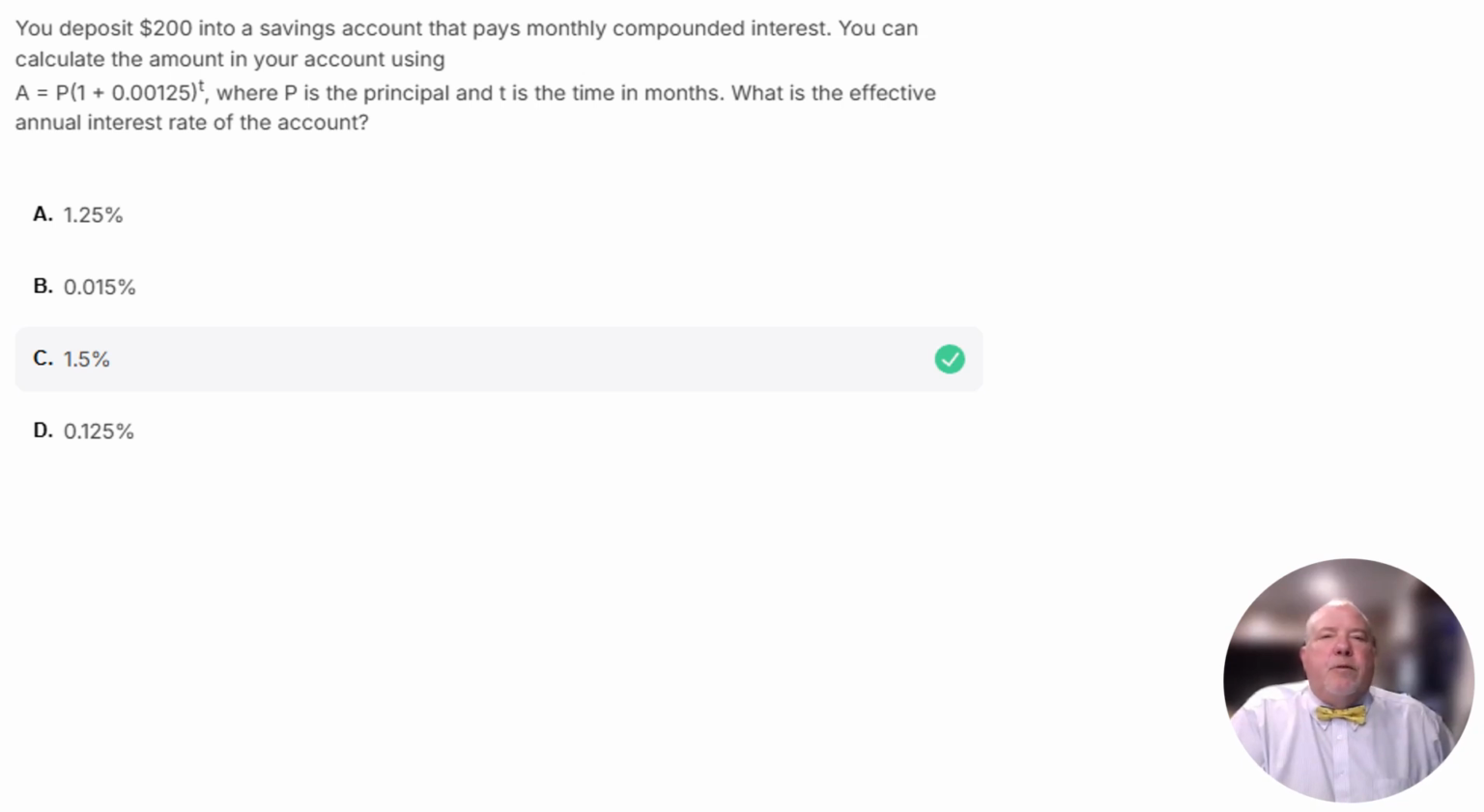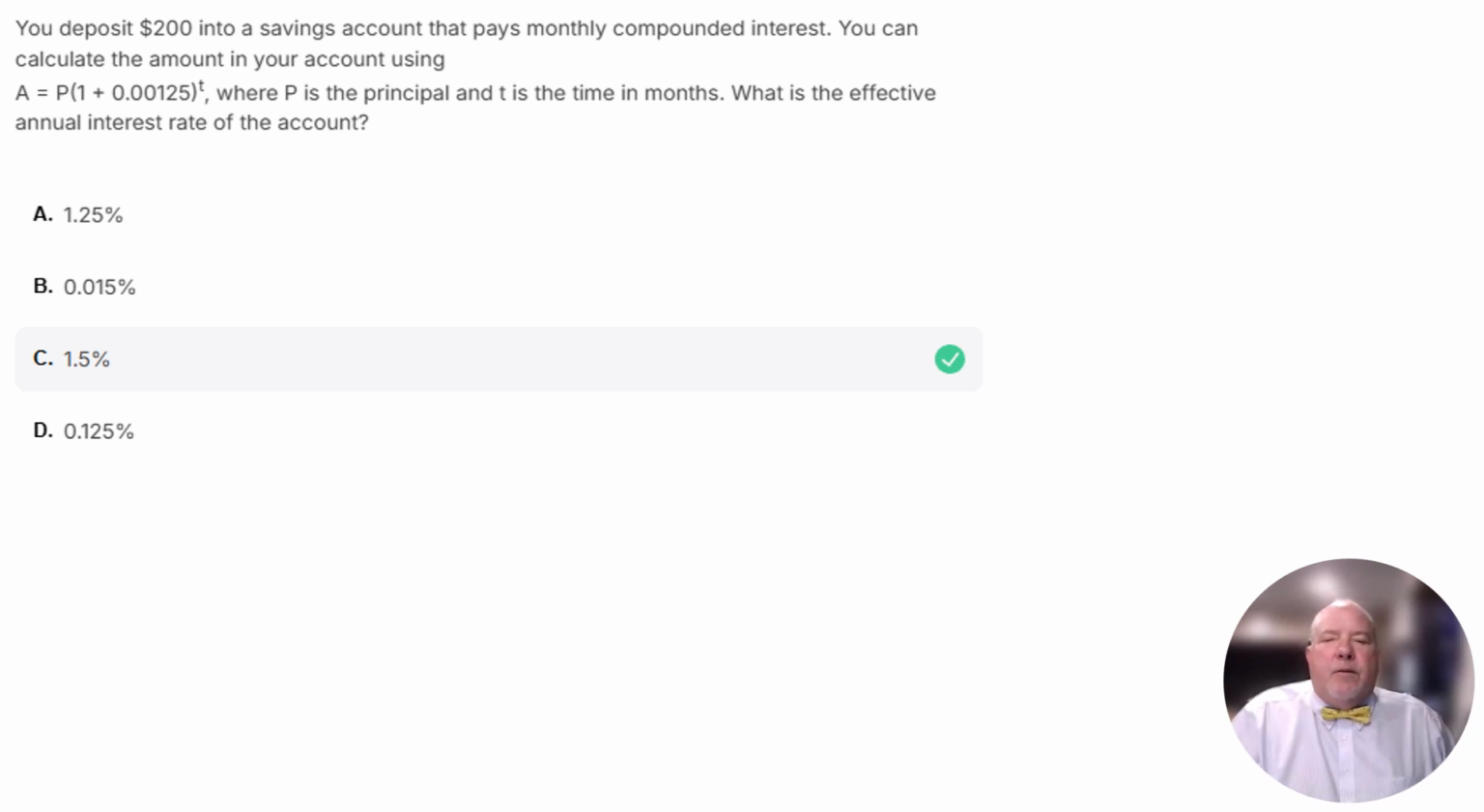Say you deposit $200 into a savings account that pays monthly compounded interest. You can calculate the amount in your account using this formula, where P is the principal, that's how much you would put into the savings account, which would be the 200, and T is the time in months. What is the effective annual interest rate of the account?